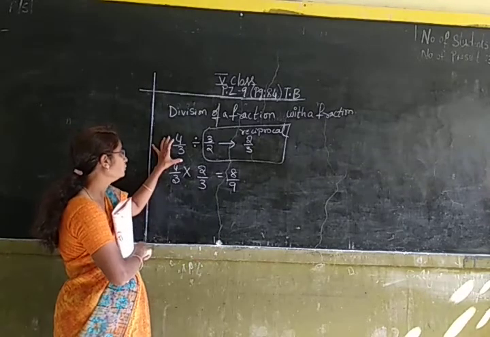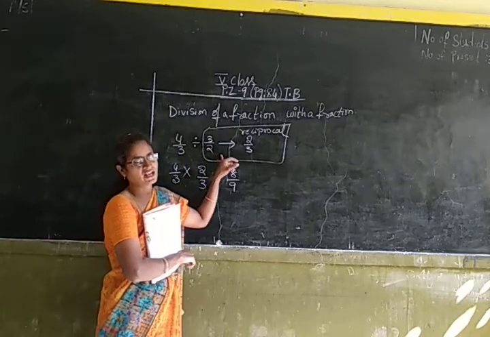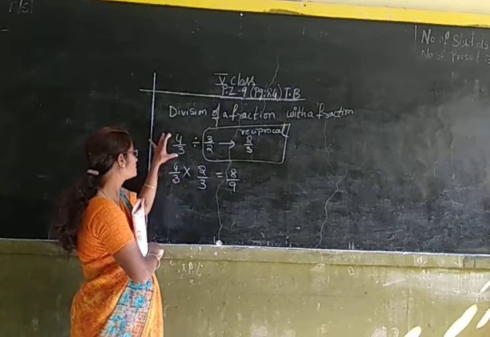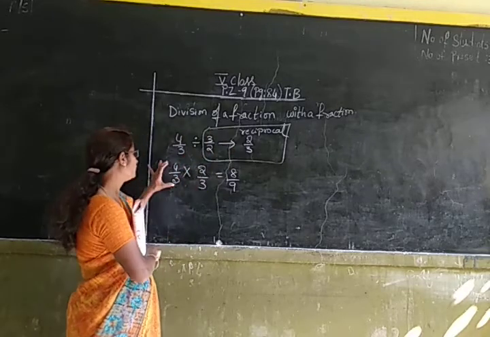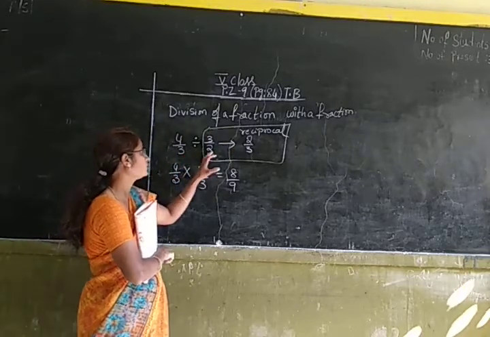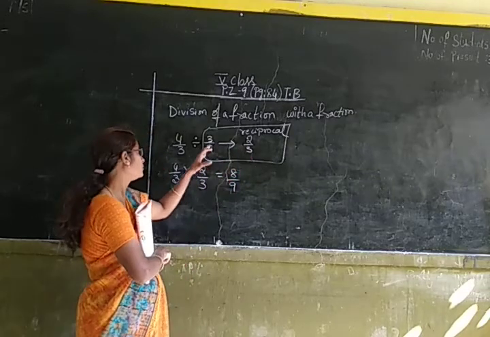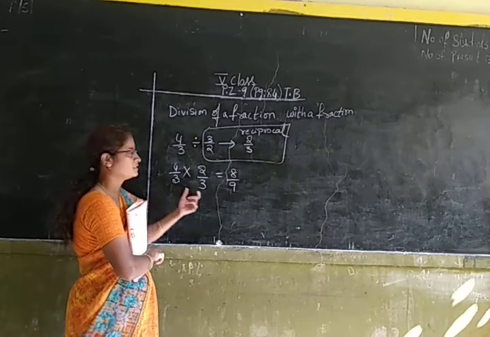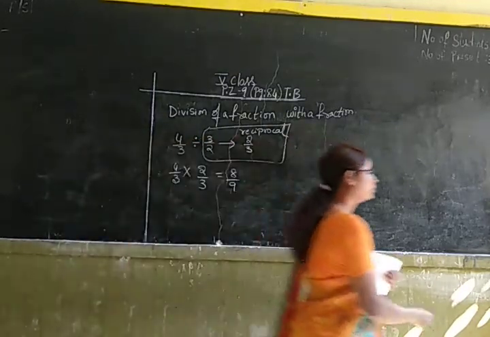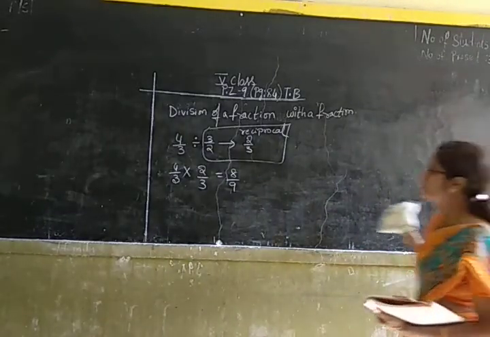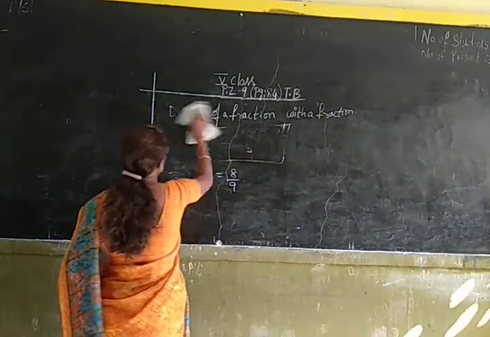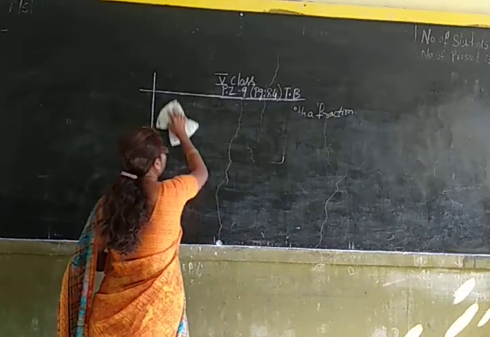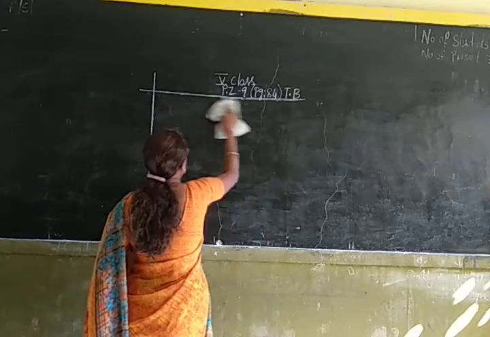First what you have to do? First you have to write down the reciprocal of the second fraction. Then you have to multiply it with the first fraction. So here the reciprocal of 3 by 2 is 2 by 3. The first fraction is 4 by 3. Now I am going to multiply 4 by 3 with 2 by 3. So 4 2s are 8, 3 3s are 9. So this is the way to divide a fraction with a fraction. Now let us do practice zone 9 in page number 84 textbook.